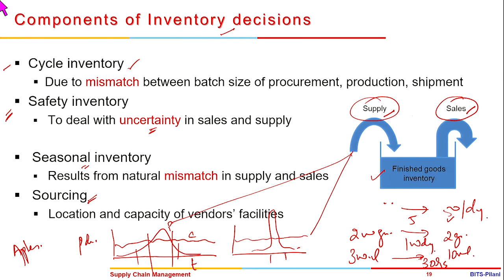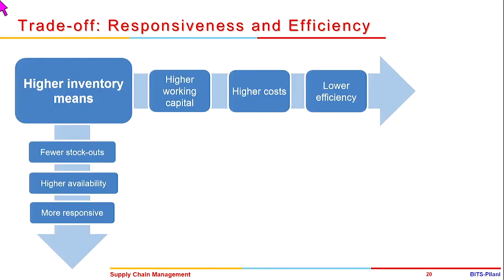If the capacity of the vendors is very high, you will need to keep less inventory. But if capacity of the vendors is low, then you may have to keep higher inventory. These are some of the aspects which we will be dealing with later. Now let us look at how inventory affects the responsiveness and efficiency of a supply chain.